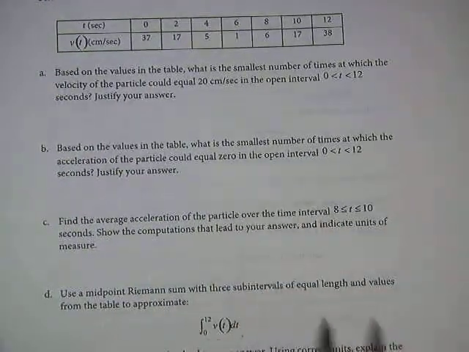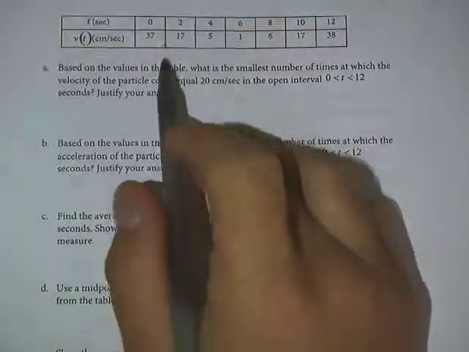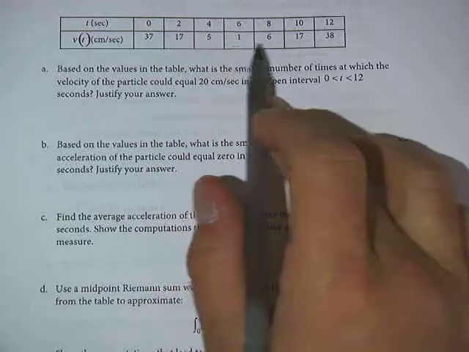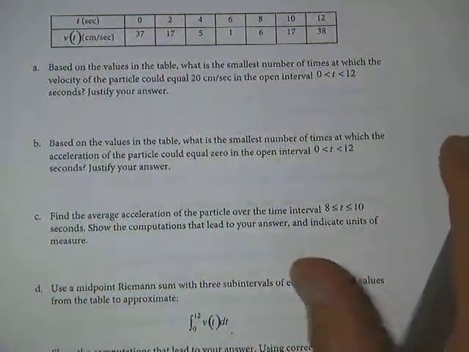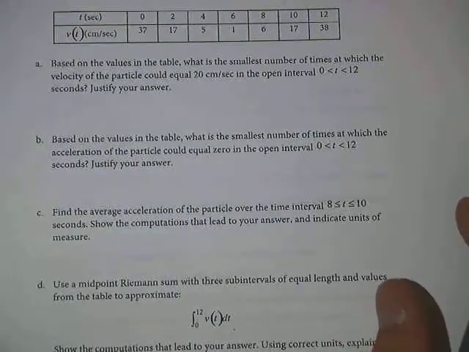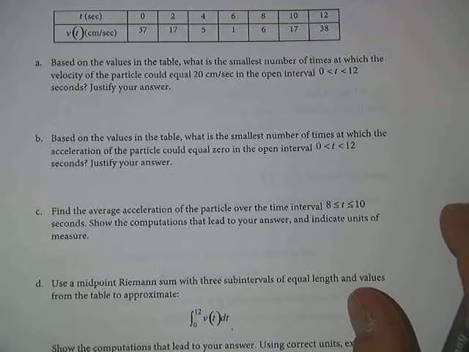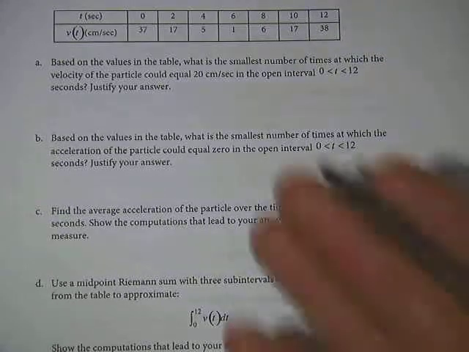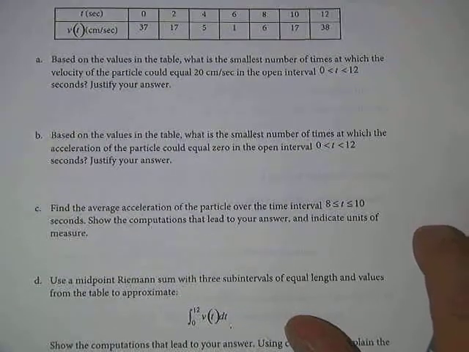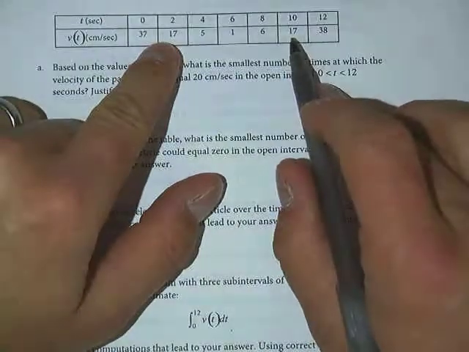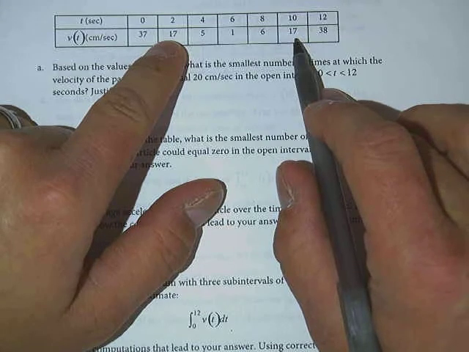Okay, the question here is what's the smallest number of times at which the acceleration could equal 0 in this open interval? Keep in mind the acceleration would be the derivative of this function. True? And if you look at the function itself, what do we notice about the y values of the velocity here? It goes down to 1 and then back up to 38, 37 up to 38. Okay, so ultimately, this being a differentiable function means it's going to be a smooth curve, right? So if it goes down to 1 and then back up to 38, there needs to be a minimum there somewhere, doesn't there?